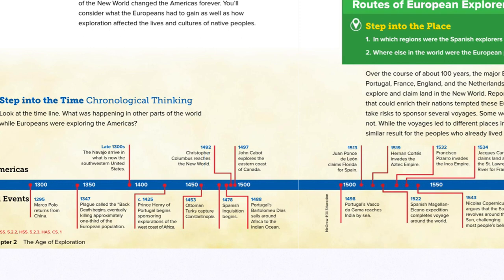And that sets off a whole new group of explorers going over to the New World, which would be North America and South America. It wasn't really new, was it? We already learned about all those native people who were already here in the Americas, but it was new to the Europeans. John Cabot explores the eastern coast of Canada in 1497, and in 1488, Portugal's Bartolomeu Diaz sails around Africa to the Indian Ocean.